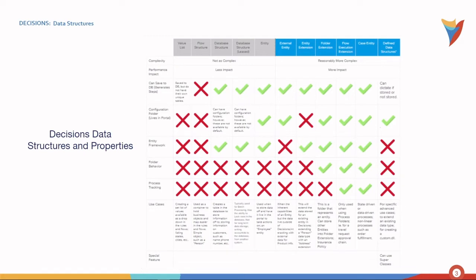A folder extension creates a folder that represents an entity. But the neat thing about this is that the folder extension can perform actions. So an example of this would be an insurance policy folder extension, with actions like renew policy or cancel policy to perform on its object.